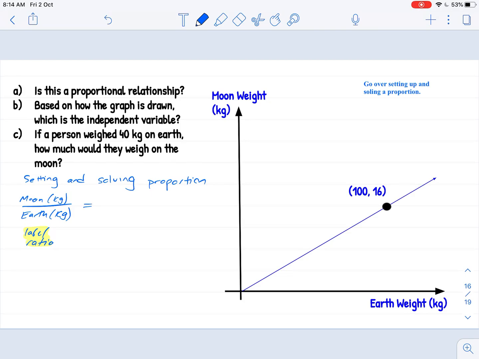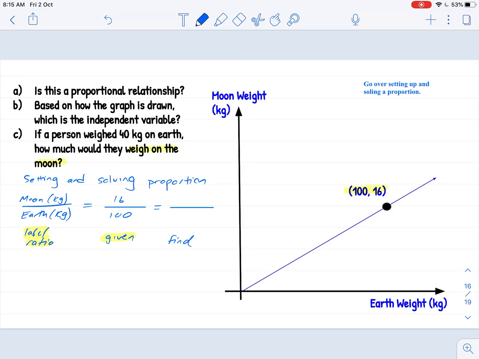The second thing is I'm going to write down the information that's given to me. In this problem, what's given is that if you weigh 100 kilograms on Earth, you'll weigh 16 kilograms on the moon. I got that from the point that's provided on the graph. So that's the information that's given. The third thing in setting up a proportion is putting a ratio for what you're trying to find. So what am I trying to find in this problem? I'm trying to find how much they would weigh on the moon.